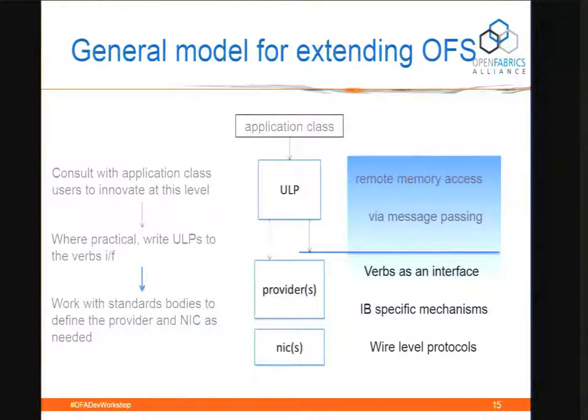Once we figure out what the ULP is and the interface that the ULP is going to use, then we need to work with the standards bodies to define what the provider and NIC are as needed. And again, our role is to describe to the standards body what the API looks like as we see it, and then it's the standards body's role to figure out what the provider and the wire protocol look like to support that. So this is the general model that I think we're going to try to drive towards, or at least I'm recommending we drive towards.